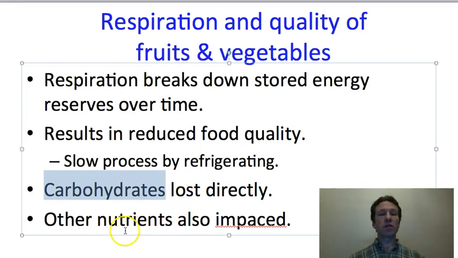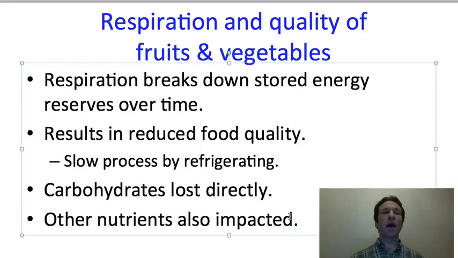However, other nutrients like proteins can also be impacted because there are ways that the plant can take something like a protein and do some chemical reactions that will make some of its energy available for the process of respiration that we've talked about. So not only will the plant lose carbohydrates, it can lose protein and vitamins, etc.